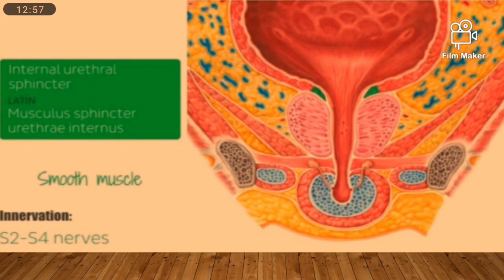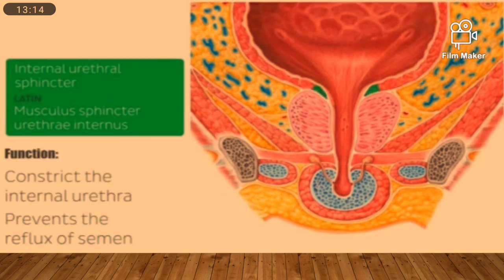The internal urethral sphincter, the muscular sphincter, the sphincter urethrae internus, these are the names. Here you can see the green color. So this is the sphincter. It is made of smooth muscle and supplied by S2 to S4. Now this constricts the internal urethra and prevents the reflux of semen, as I have told you.